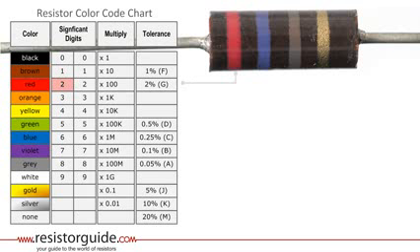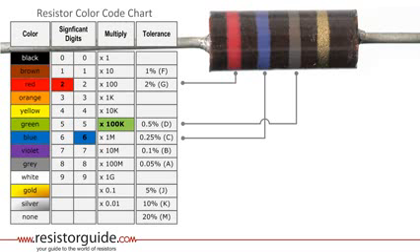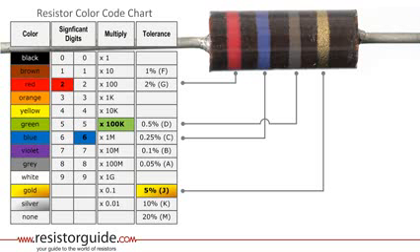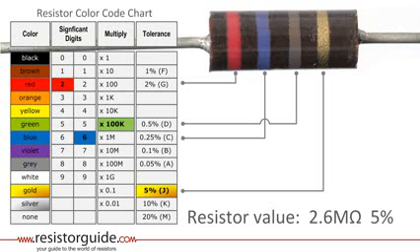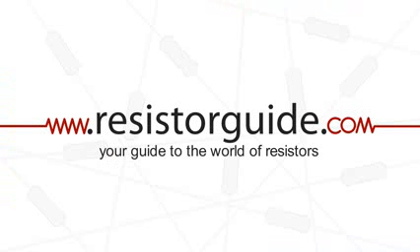Using the chart, we see that the first red band has a value of 2. The second blue band is 6. The third band is gray, which means a multiplication factor of 10,000. The golden fourth band means a tolerance of 5%. We know that the resistor has a value of 2.6 megaohms with a tolerance of 5%. You can find a lot more information about the color code, other resistor types, or resistor properties at resistorguide.com.